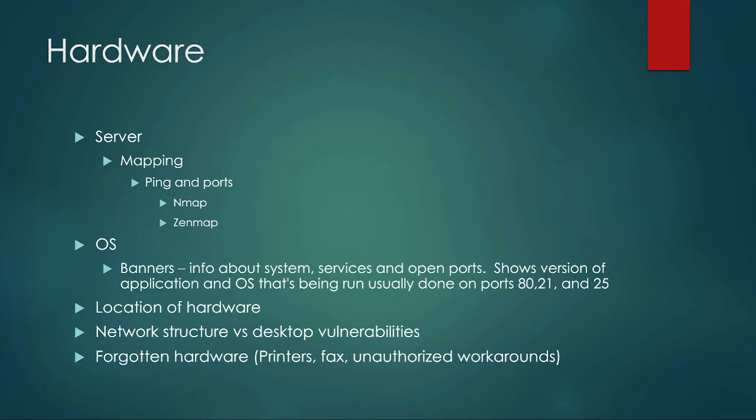As we're going through this, we're also going to want to think about the location of the hardware. Is it actually in a real company? Is it somewhere else? Do they contract out to a third party? What's the network structure and are there desktop vulnerabilities? Is there forgotten hardware? One of the things that'll happen at a lot of companies is there are some devices that very much don't get updated. So printers, fax machines, things like that are actually internet connected devices, but it's very uncommon for them to be updated.